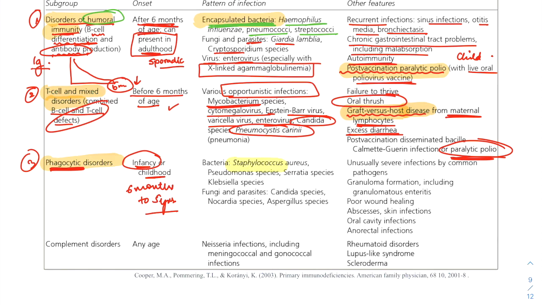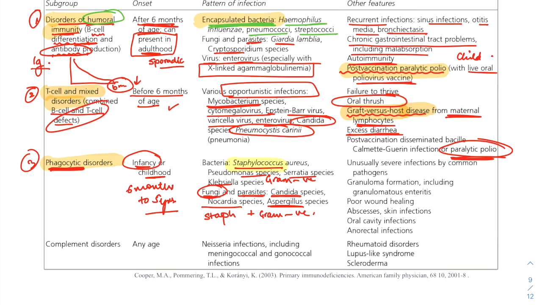They also have a tendency of developing infection by gram-negative bacteria like Pseudomonas, Klebsiella, Serratia, etc. So they have a tendency of developing infections from staph plus gram-negative bacteria. Children with phagocytic disorders also have a tendency of developing fungal and parasitic infections. Fungal infections like those with Candida species and Aspergillus species, while parasites like Nocardia, can cause infections in children with phagocytic disorders.